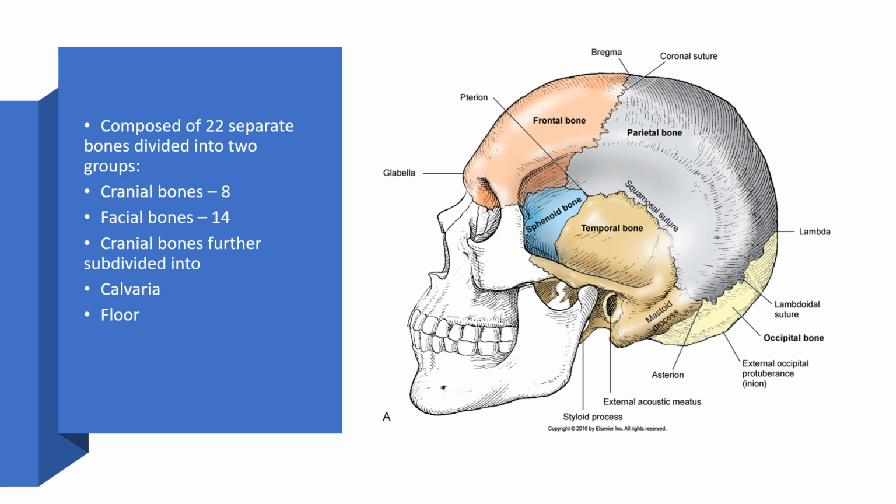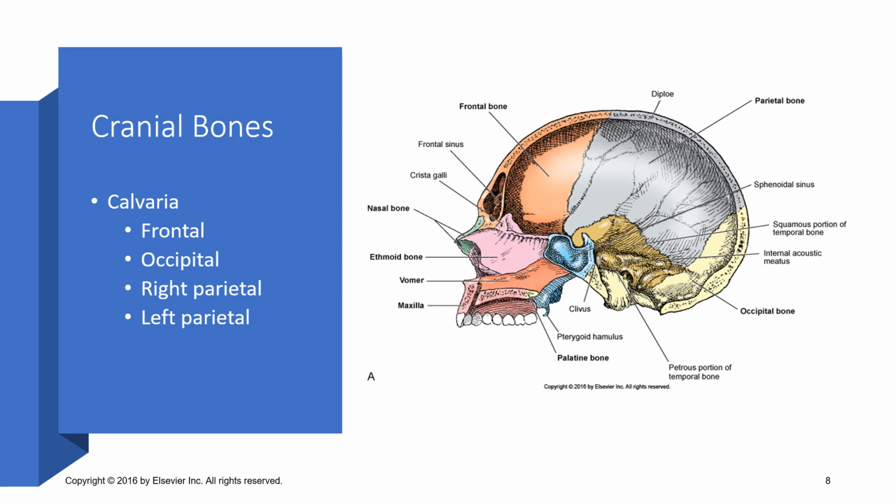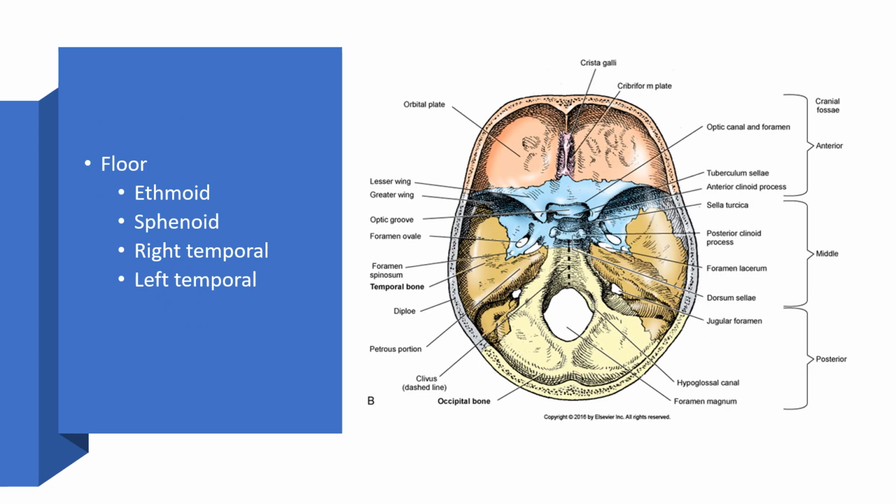And I'm not sure if the frontal bone is counted as part of the floor as well. We'll have to see here. I think it is. So the calvaria: frontal, occipital, right and left parietal. So 4 bones there. And then the floor: ethmoid, sphenoid, right temporal, left temporal. Okay, so even though the frontal bone is clearly 1/3 of the cranial floor, they're not counting it. So they only count this part here.